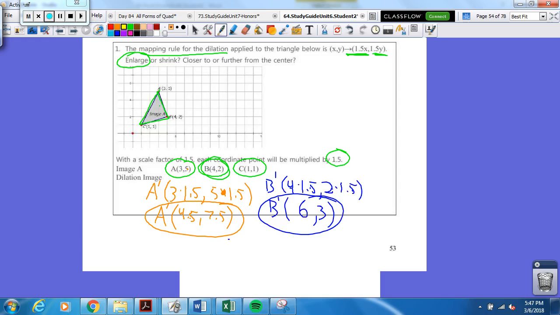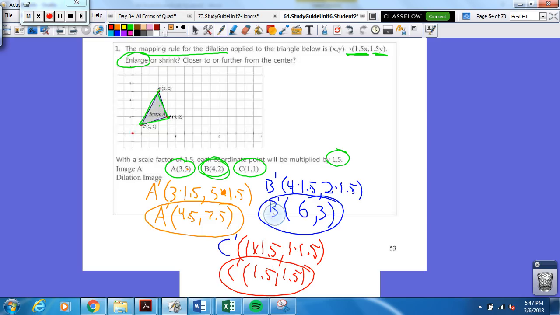Next, we have C prime. C prime is 1 times 1.5, comma, what's the y? 1 times 1.5. So that means C prime, anything times 1 is itself, is (1.5, 1.5). There you go. So there are 3 image points. I can graph those right there and I can see how it has enlarged.